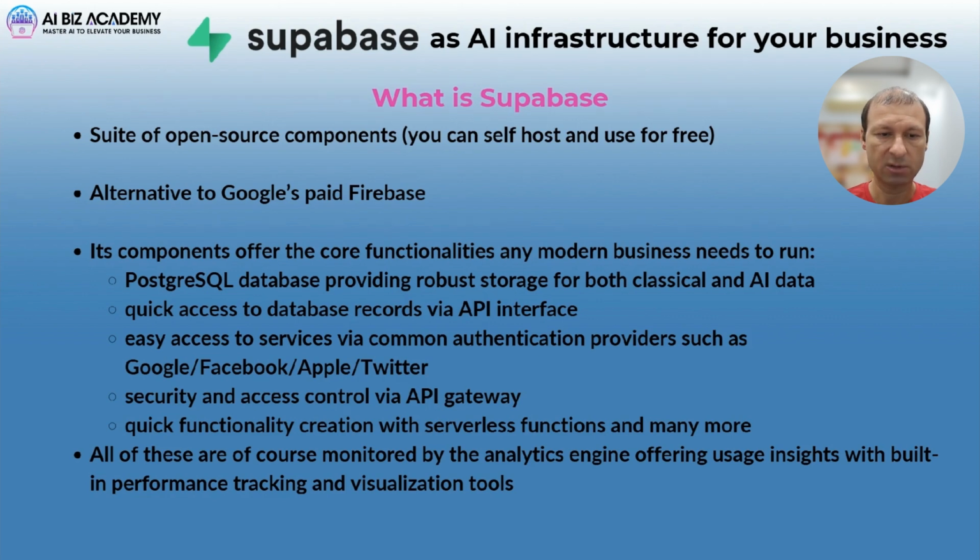One of the most important components of Supabase is its PostgreSQL database. The Postgres version of Supabase also comes pre-built with PG Vector, which is an extension that allows you to store AI vector embeddings, allowing you to have in the same table both traditional classical SQL data and vector embeddings.